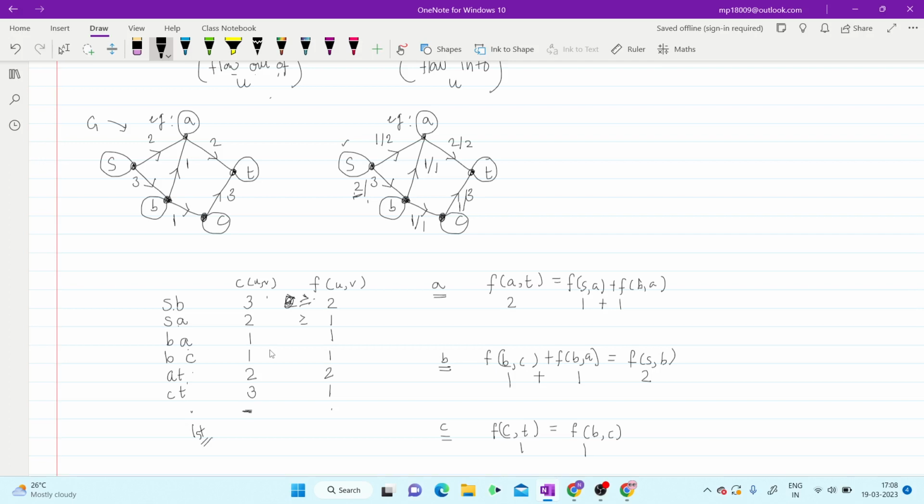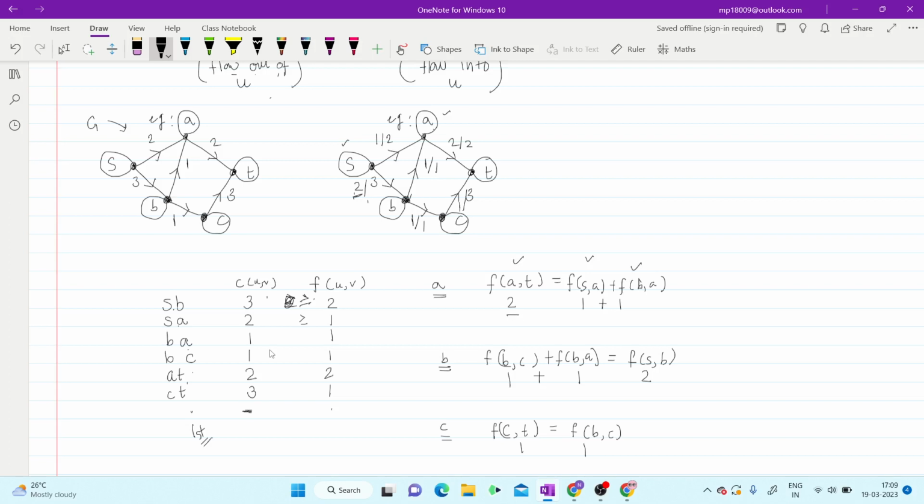So let's check this. Since there are three vertices, first we have to check for A. Is the conservation law satisfied for A or not? We first check the flow out of A. You see there are three edges attached to A. Two edges are coming into A, SA and BA, and there is just one edge going out of A, which is AT.